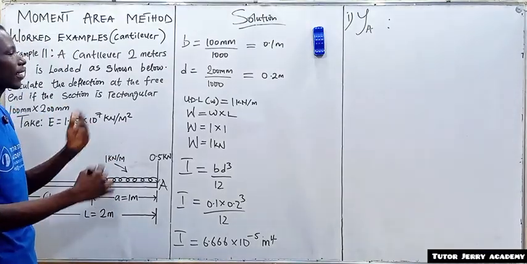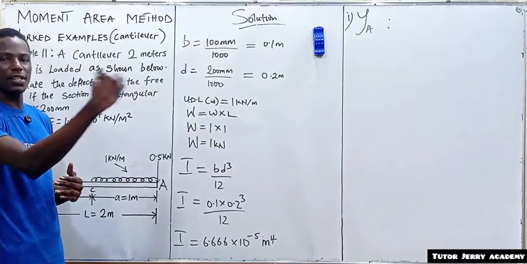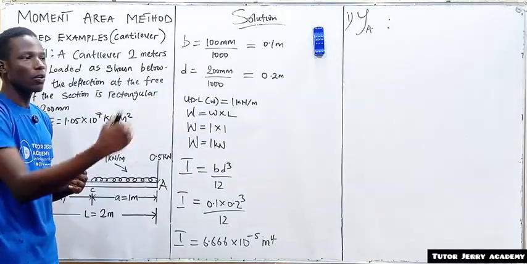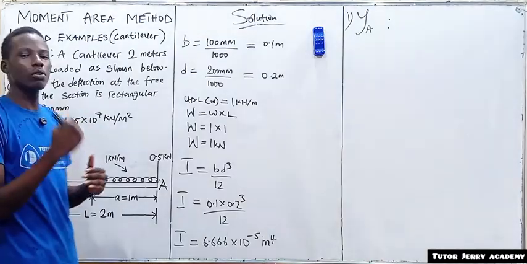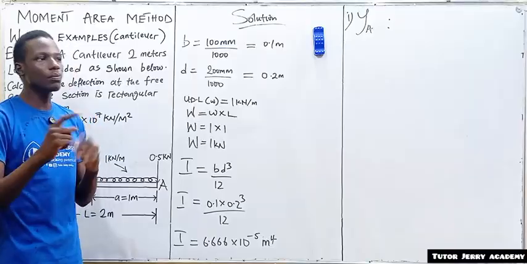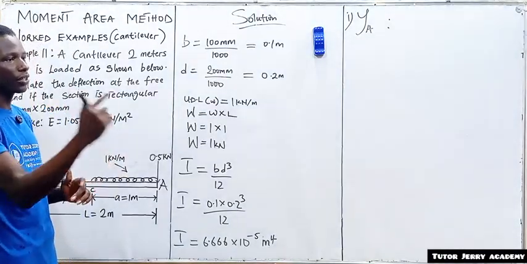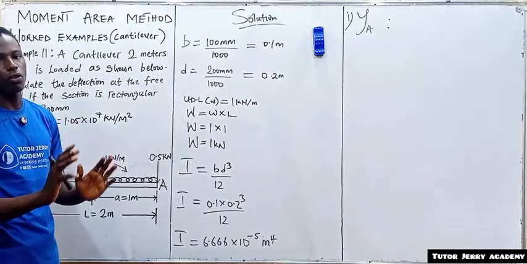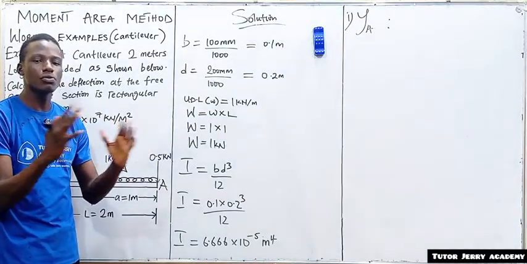When we also considered a cantilever with a uniform distributed load at a distance A from the free end, we got our deflection to be W all over 24 EI into the bracket of 3L to the power of 4 minus 4LA to the power of 3 plus A to the power of 4. All right. So now basically we are just trying to sum these two equations.